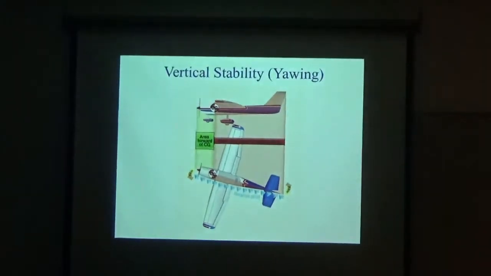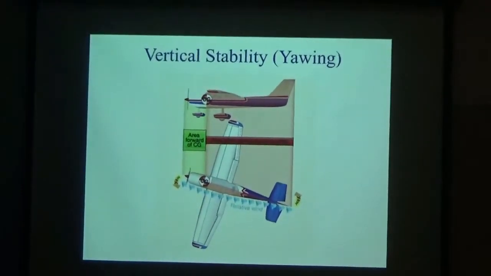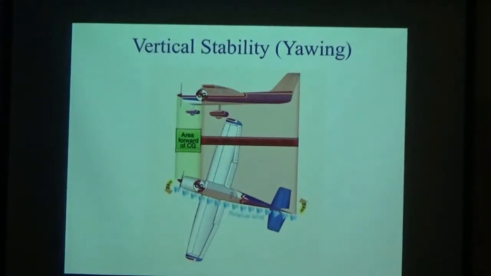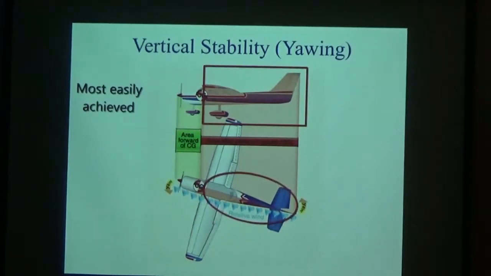Stability about the aircraft's vertical axis, the sideways moment, is called yawing, or directional stability. Yawing, or directional stability, is the most easily achieved stability in aircraft design because the vertical fin and the fuselage aft of the center of gravity are the main contributing parts that cause the aircraft to weather vane or point its nose into the wind.